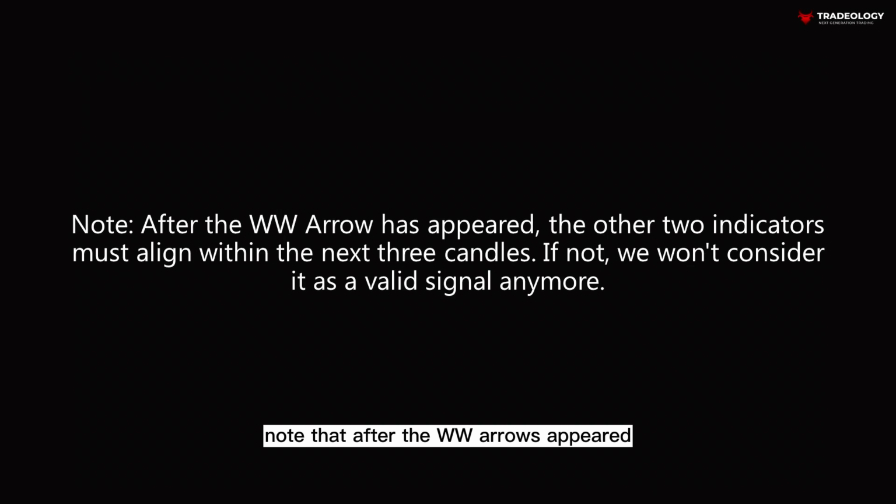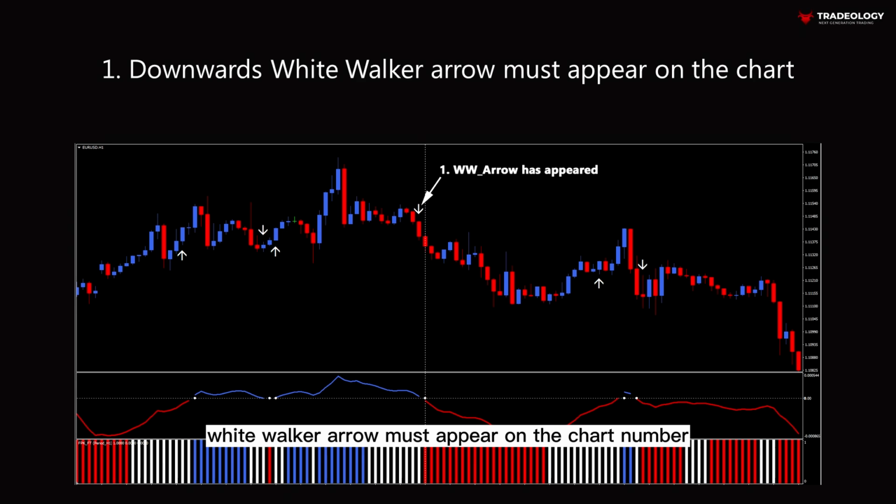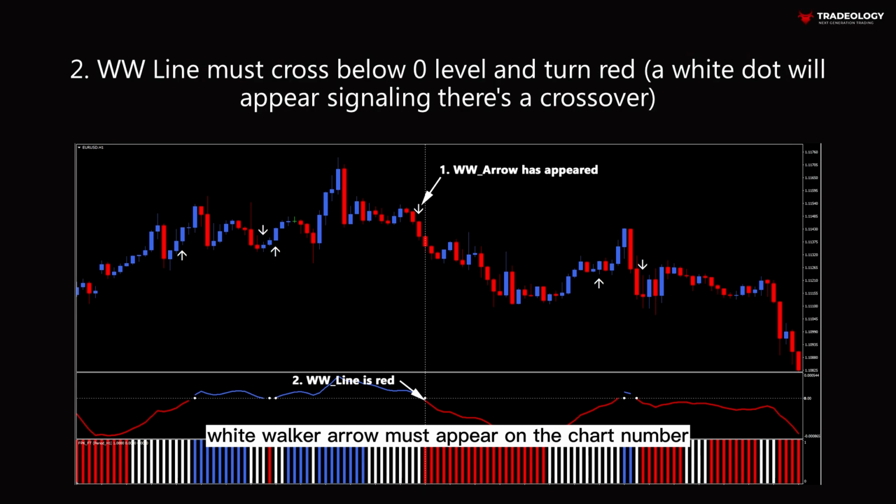Note that after the WW arrows appeared, the other two indicators must align within the next 3 candles. If not, we won't consider it as a valid signal anymore. Let's now look at the sell rules. Number 1, a downwards White Walker arrow must appear on the chart. Number 2, the WW line must cross below the zero level and turn red.